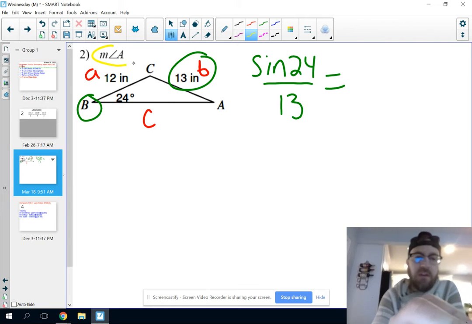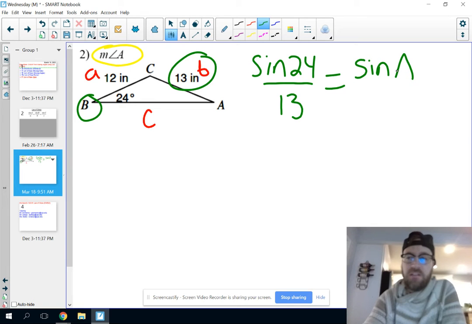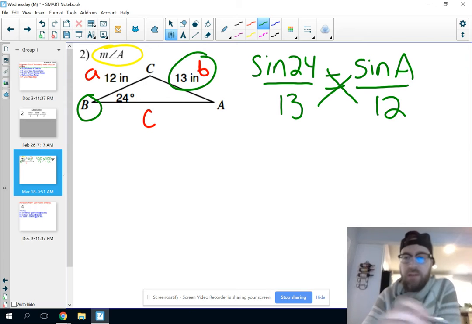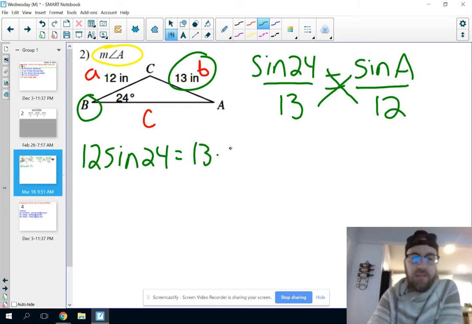We're trying to solve for angle A, so that's going to be our second ratio. So sine of, this time we're missing the angle, so the capital letter is our unknown, and we know the side: little a is 12. So that's our setup. Next step, same as yesterday, proportions, so cross multiply. 12 times sine of 24 equals 13 times the sine of A.